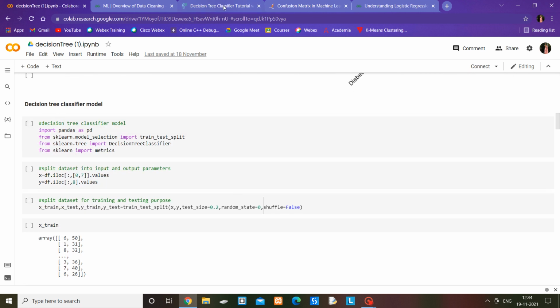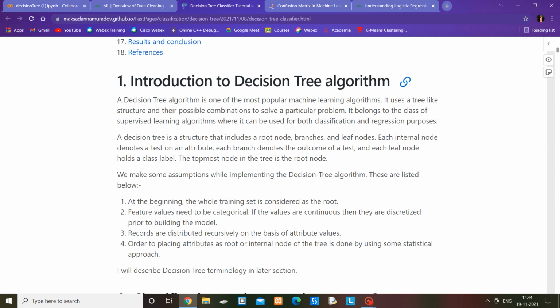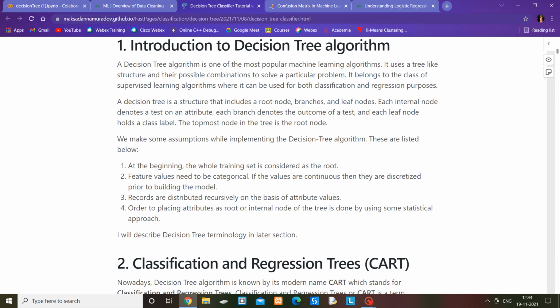So we will learn about the decision tree classifier model. A decision tree looks like a simple tree. The tree contains a root node and also its branches and leaves. The decision tree algorithm is one of the most popular machine learning algorithms. It uses a tree-like structure and their possible combinations to solve a particular problem. It belongs to the class of supervised learning algorithms where it can be used for both classification and regression purposes. The decision tree structure includes the root node, branches and leaf nodes. Each internal node denotes a test on an attribute, each branch denotes the outcome of the test, and each leaf node holds the class label. The topmost node in the tree is the root node.